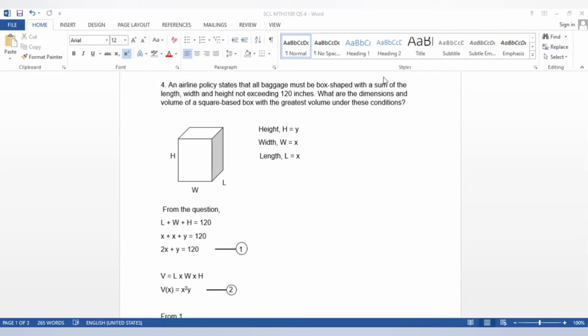Okay, from the question here, the sum of the length, width, and height is not exceeding 120 inches. Mathematically, we can write it like this: l plus w plus h is equal to 120. So by using the variables, we got 2x plus y equal to 120, and I represent this as equation 1. And then from the question, they want the volume. So the formula of the volume is length multiplied by width multiplied by height. So we got V equal to x squared y, and I represent this as equation 2.